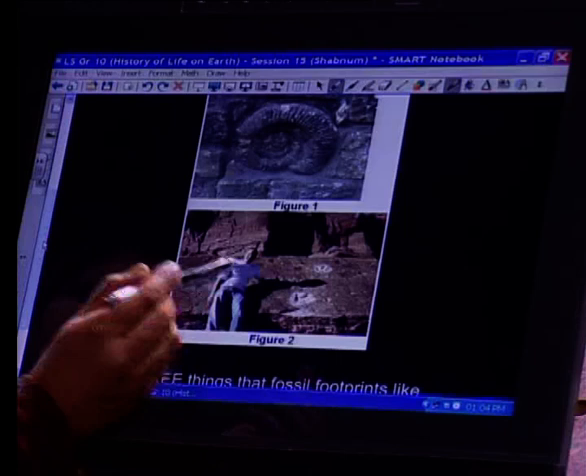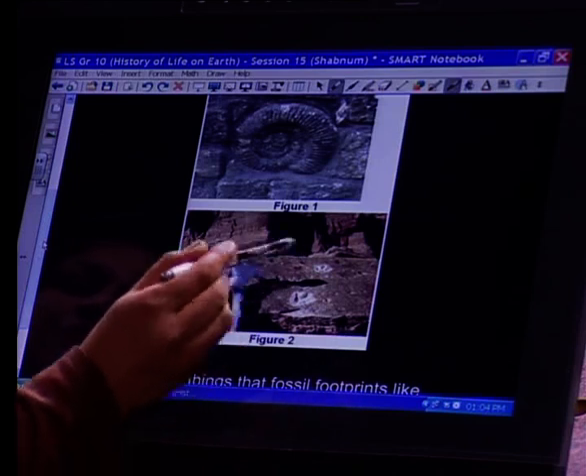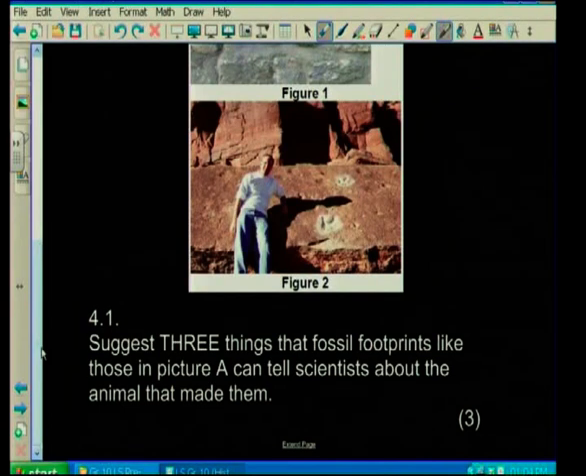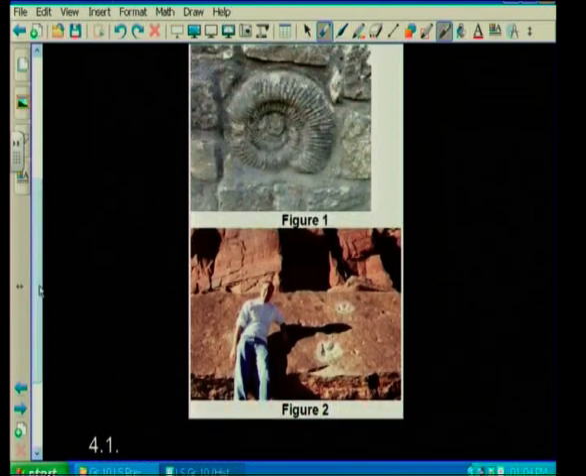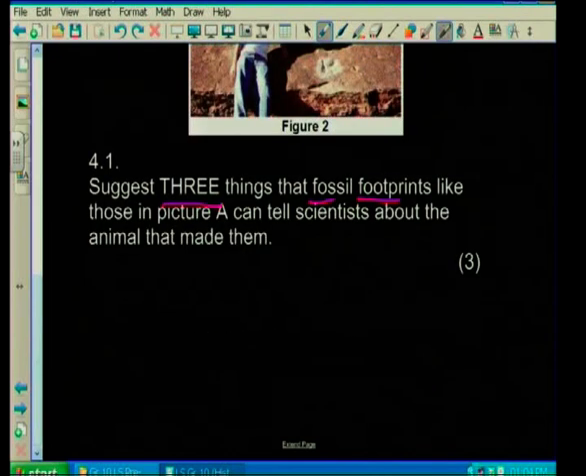So that is an ammonite fossil, and you can see over here as well the shell structure of the ammonite fossils found in the rocks. Let's look at the question. Suggest three things that a fossil footprint like those in picture A can tell scientists about the animals that made them. This is picture A, right? So what can the fossil tell a scientist about the animals from which the fossils were made?